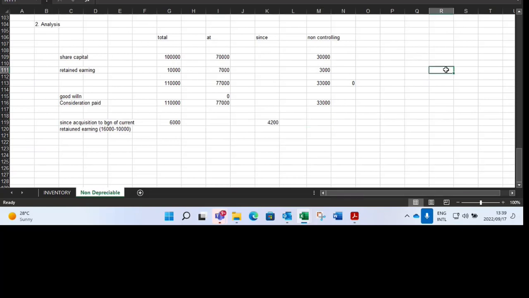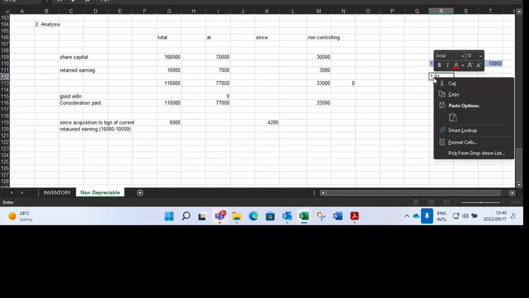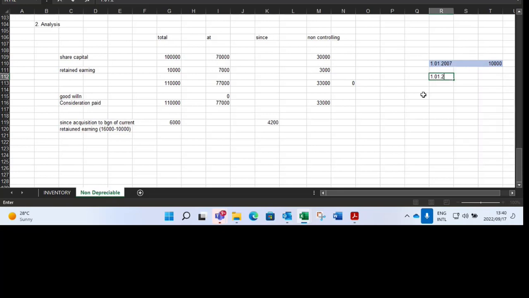Okay, I want to do a timeline again. 1 January 2007 was the acquisition date, and the retained earnings was how much? 10,000. We are happy. And then on 1 January 2008, sorry, we've got a profit that was realized by the subsidiary of 10,000. That's a profit.